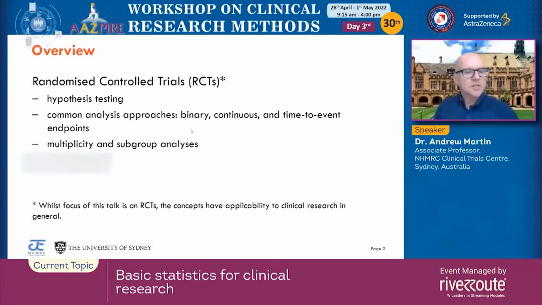So what are these particular topics? Well, these are the ones I've been asked to talk to you about. Hypothesis testing. We'll look at some common analysis approaches for different types of data, different types of endpoints. We'll look at the issue of multiplicity and the multiple comparisons problem in clinical research. And we'll drill down and look at a particular source of multiplicity in trials research, and that is subgroup analysis.